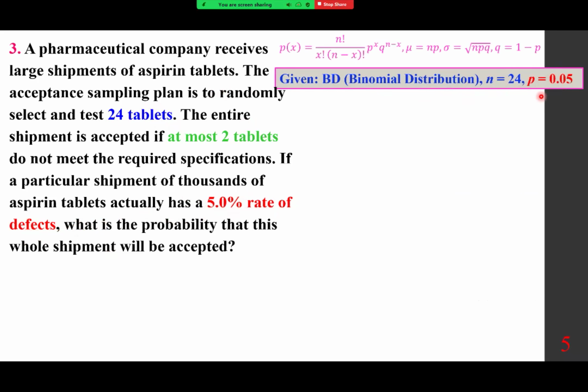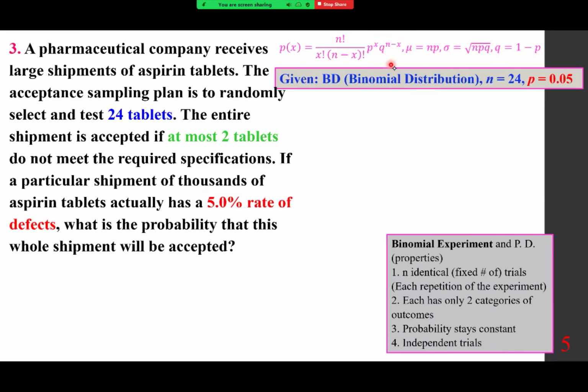In which case, we use the following formulas. P of x is n factorial over x factorial times n minus x factorial. If you recall, this is the combination of n choose x. Times p to the power of x, q to the power of n minus x, where mu is n times p for binomial distribution. Sigma is square root of npq, and q is 1 minus p, the complementary.